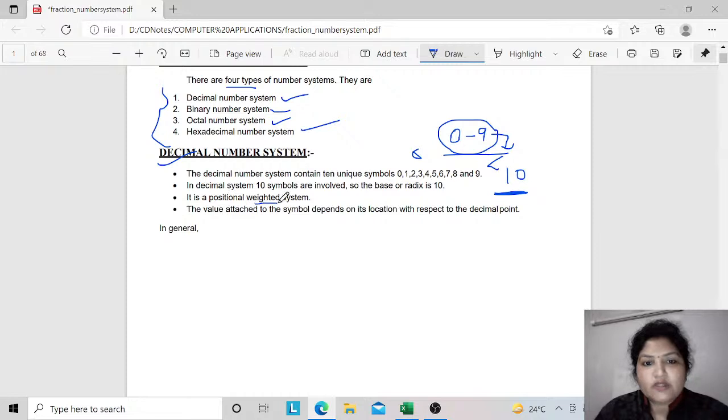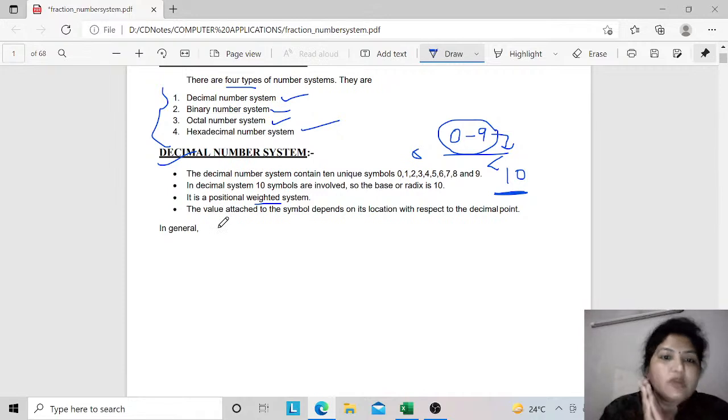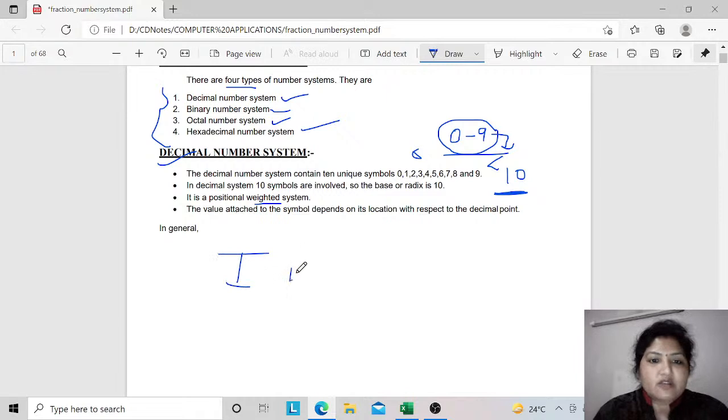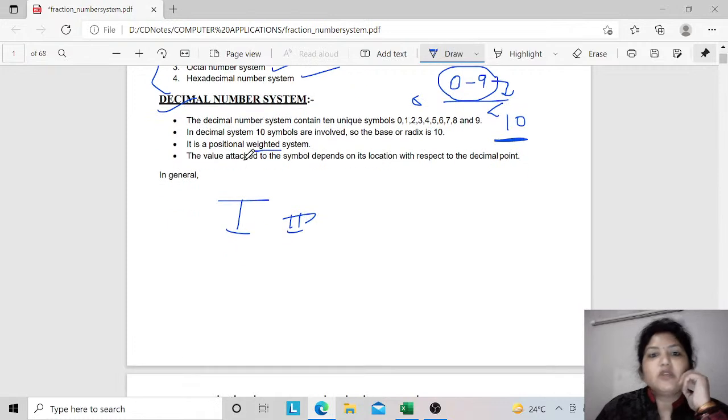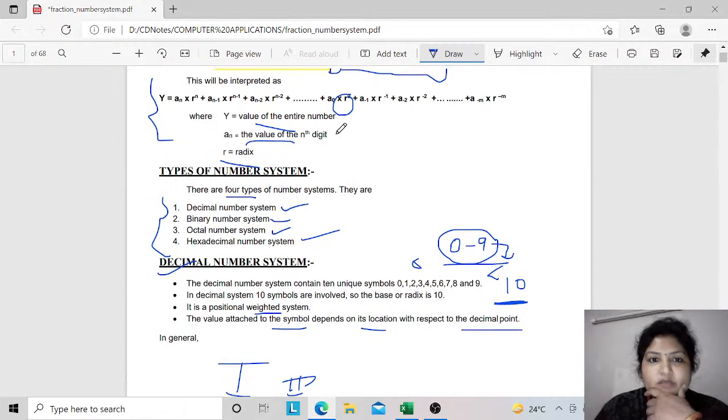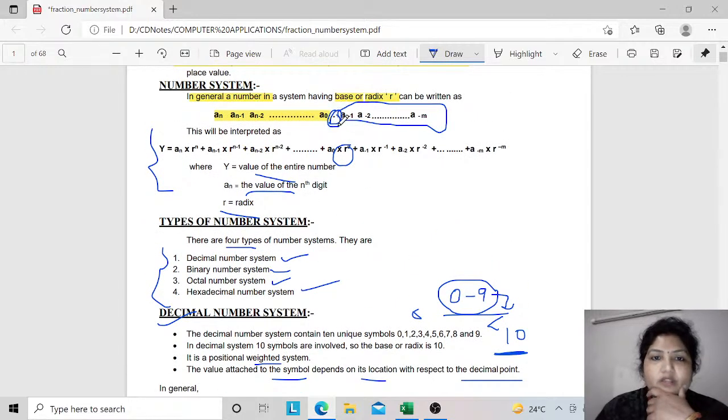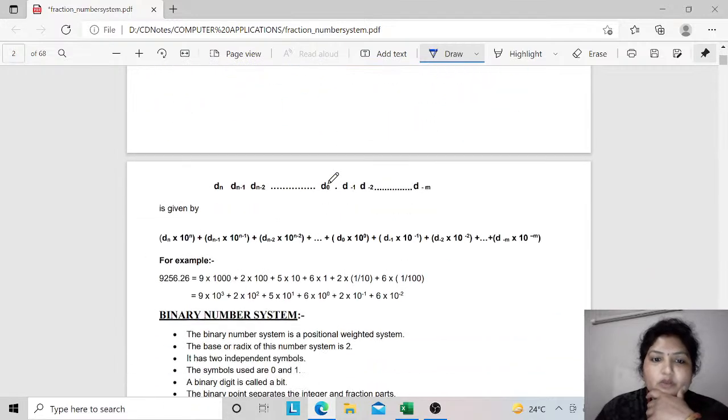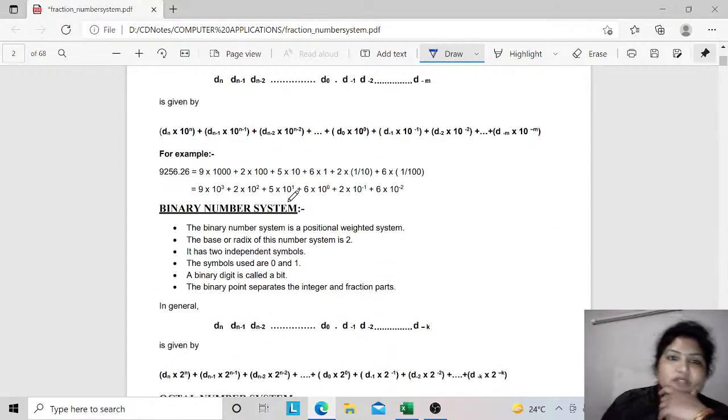It is a positional weighted system, right? Because here we have a certain position. We don't have a non-positional system, like if you write in Roman digits, first, second, third. We don't follow that type of system when we are using the number system, because we need to refer to each of the digits. The value attached to the symbol depends on its location with respect to the decimal point. So here we have the decimal point in our number, and then we decide the power according to that part, right? Suppose for example, this would be my number.